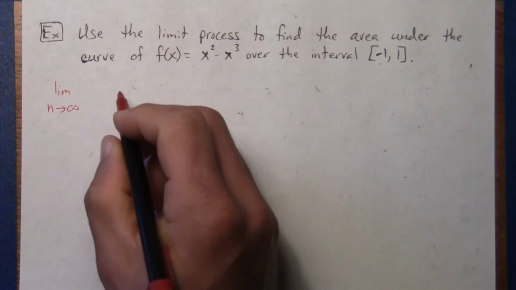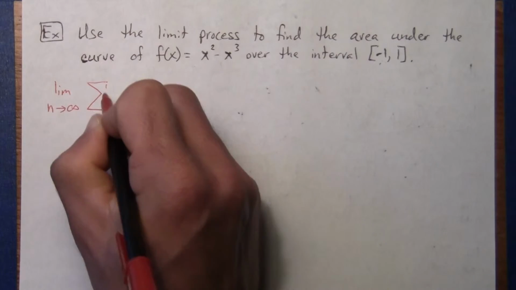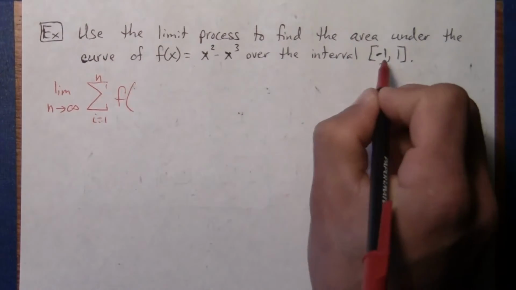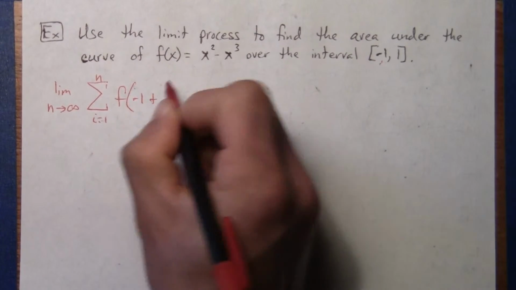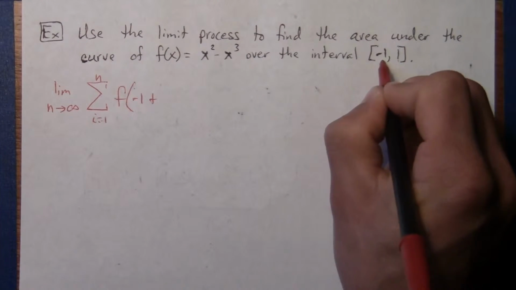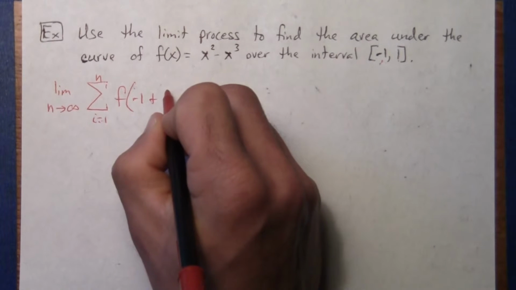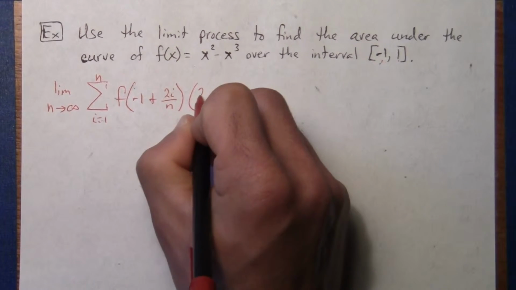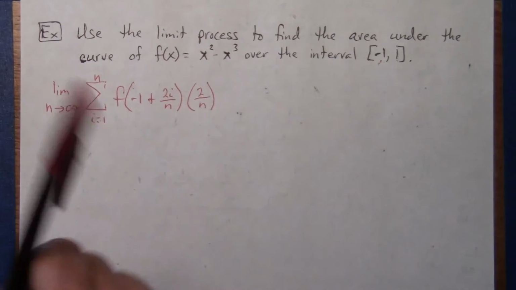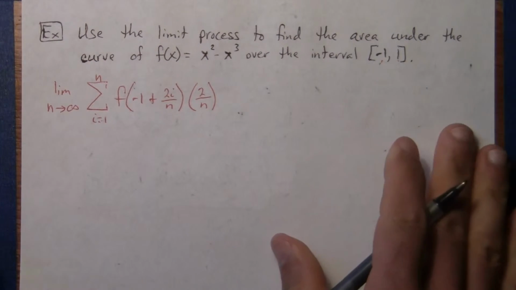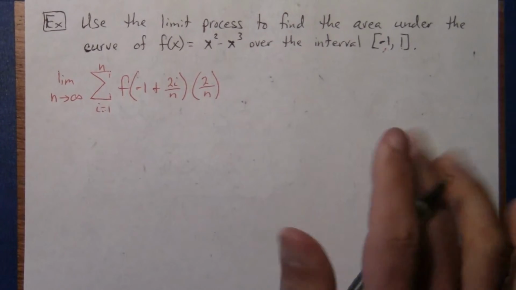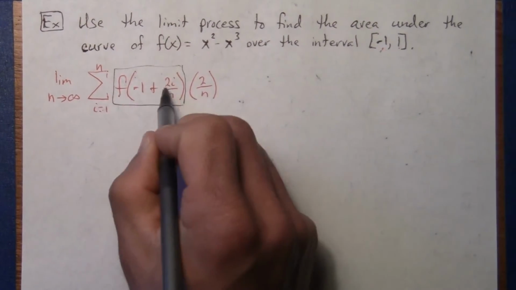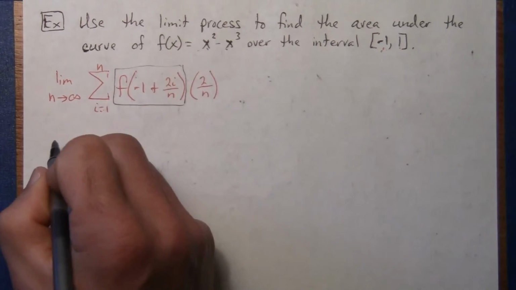It's the limit as n approaches infinity of the sum as i goes from 1 to n of f of a, which is negative 1, plus b minus a. This should always be a positive number, so 1 minus a negative 1 should give me positive 2i over n times, remember, it should be the same thing, 2 over n. So there's your basic setup using that area formula. Then remember, you want to start here. It's f of this quantity, so that quantity has to get plugged in for both of those.